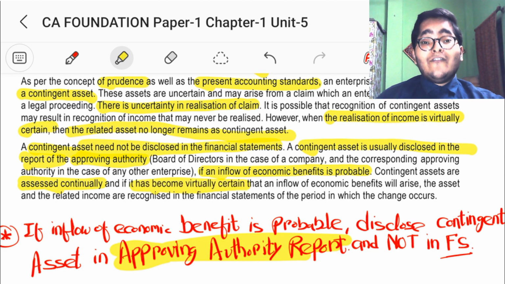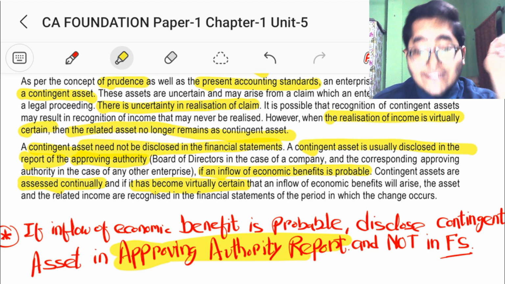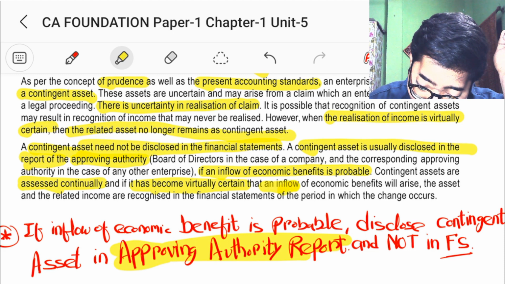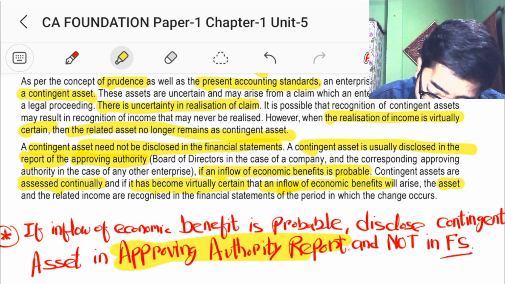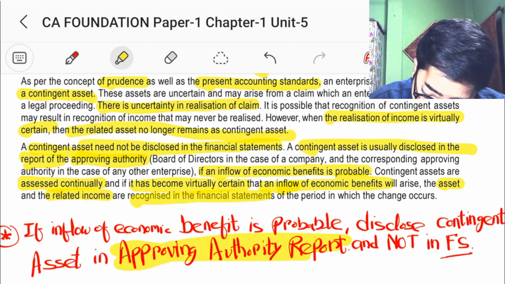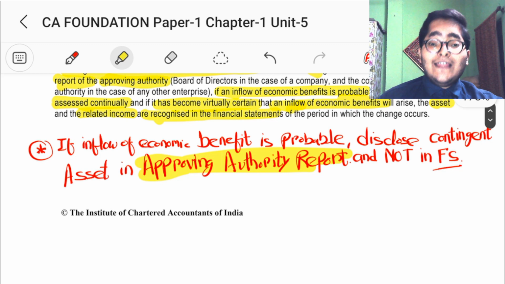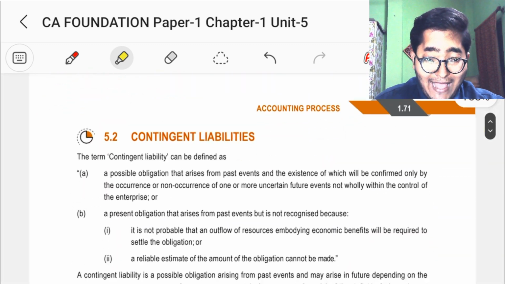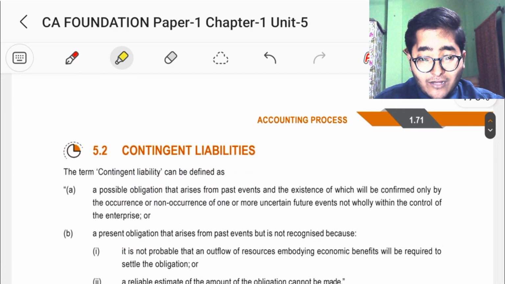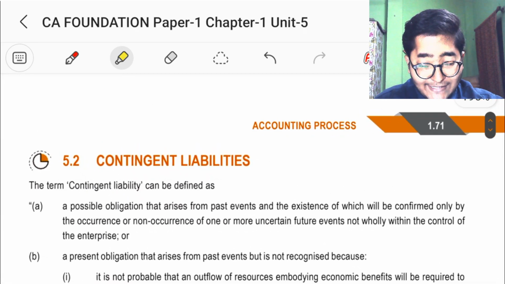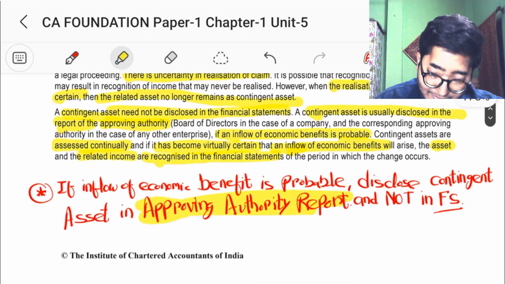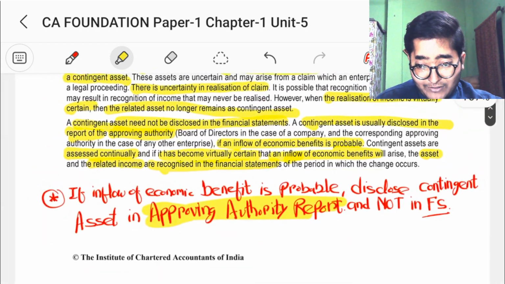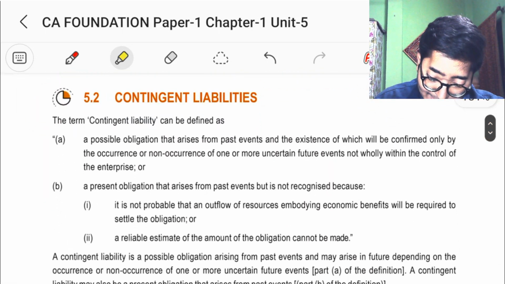If the recovery of that asset or the income becomes virtually certain, then the inflow of economic benefits will arise, and the asset and the related income are recognized in the financial statements. This is the story of a contingent asset. Now, our next topic is contingent liability. I hope this statement is clear, loud and clear. Our next is contingent liability.